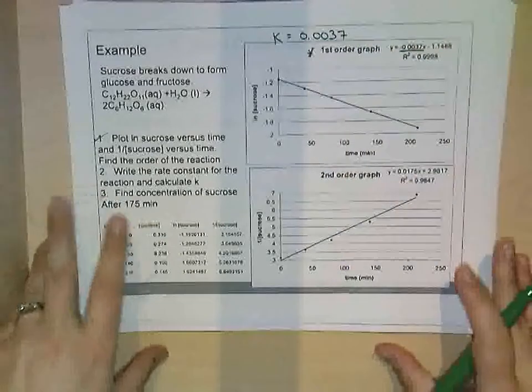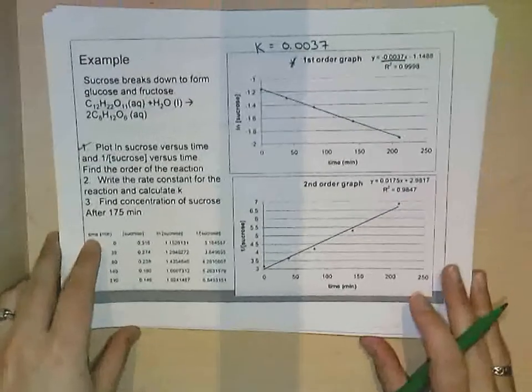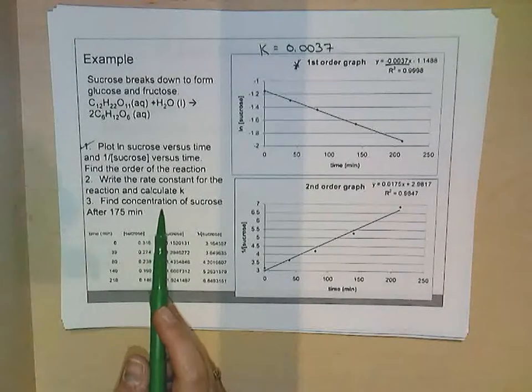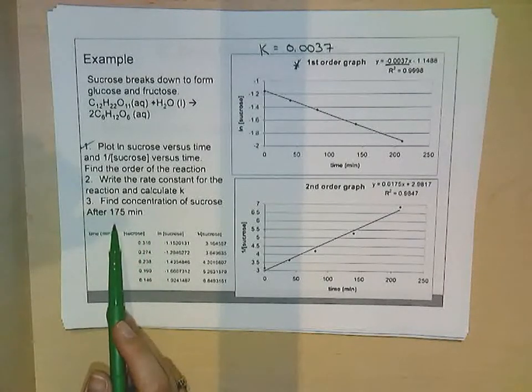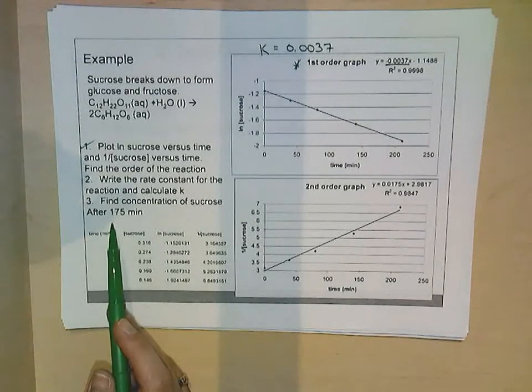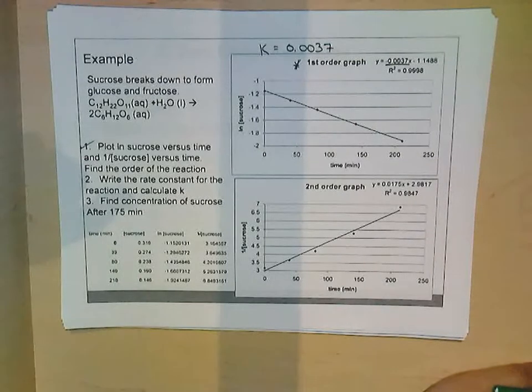So then if I know K, I want to find the concentration of sucrose after 175 minutes. So how would I go about figuring out 175 minutes how much sucrose is left there? I would plug it into the equation of the line. That would be an excellent way to do it.